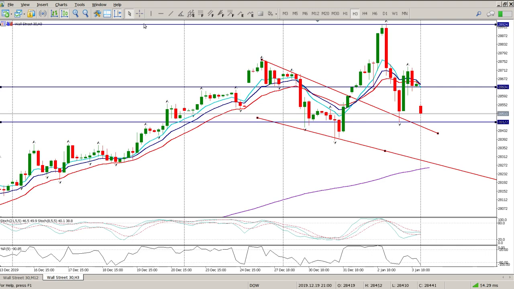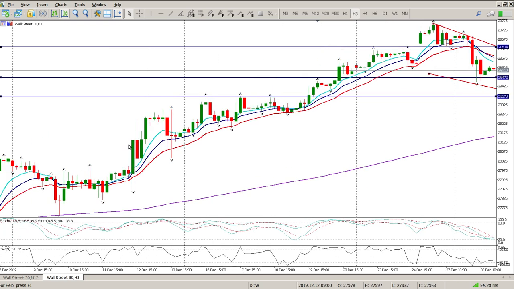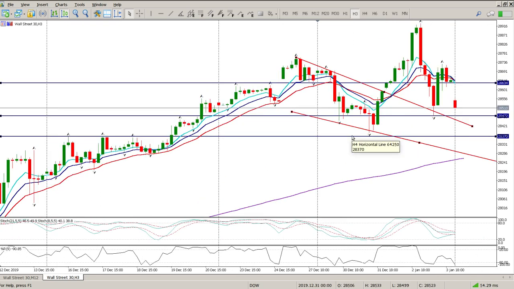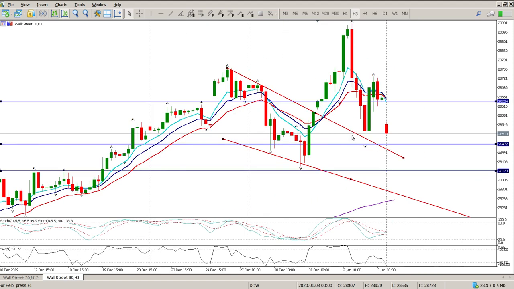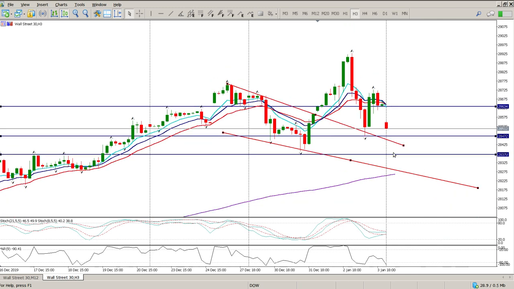And if I just do that, you can see there's a pretty strong level of support down here at 28,370. So that's what I would expect: a move down, find some support somewhere before bouncing back to the upside.